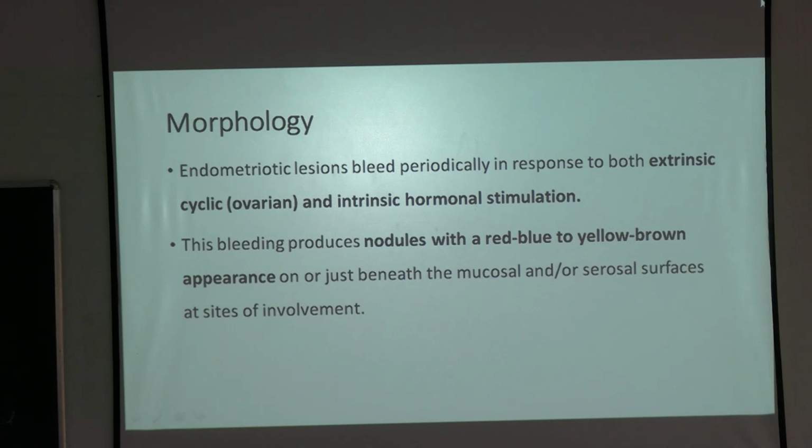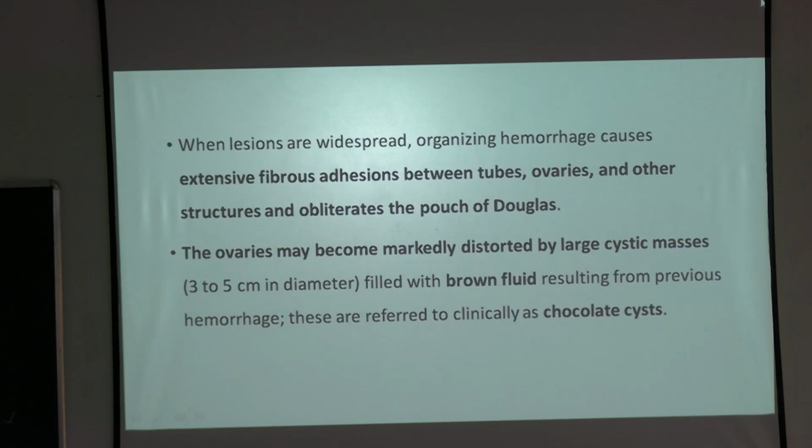Now morphology. Endometriotic lesion bleed periodically in response to both extrinsic and intrinsic hormone stimulation. This bleeding produces nodule with a red-blue to yellow-brown appearance. When lesions are widespread, organizing hemorrhage cause extensive fibrous adhesion between tube, ovary, and other structure, and obliterate the pouch of Douglas.